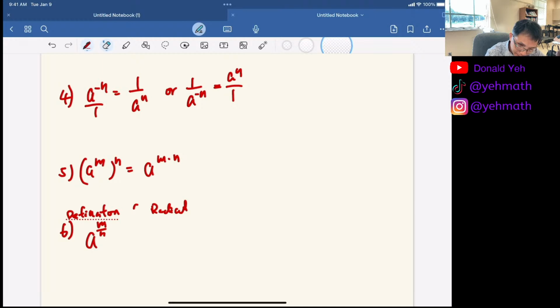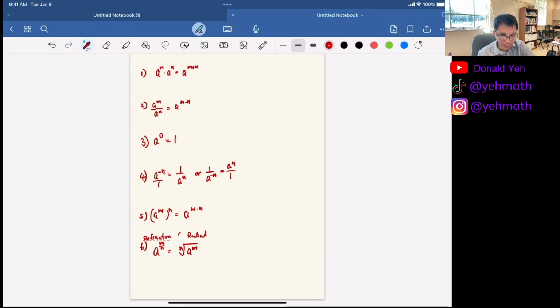So I'm going to write that again because it's kind of messy. It's the n-th root of a to the m. So this is the sixth rule you need to know, and all six rules are super, super important. It's called the definition of radical. A lot of you have probably never seen it. For example, does anybody know what 8 to the negative 2/3 power is?